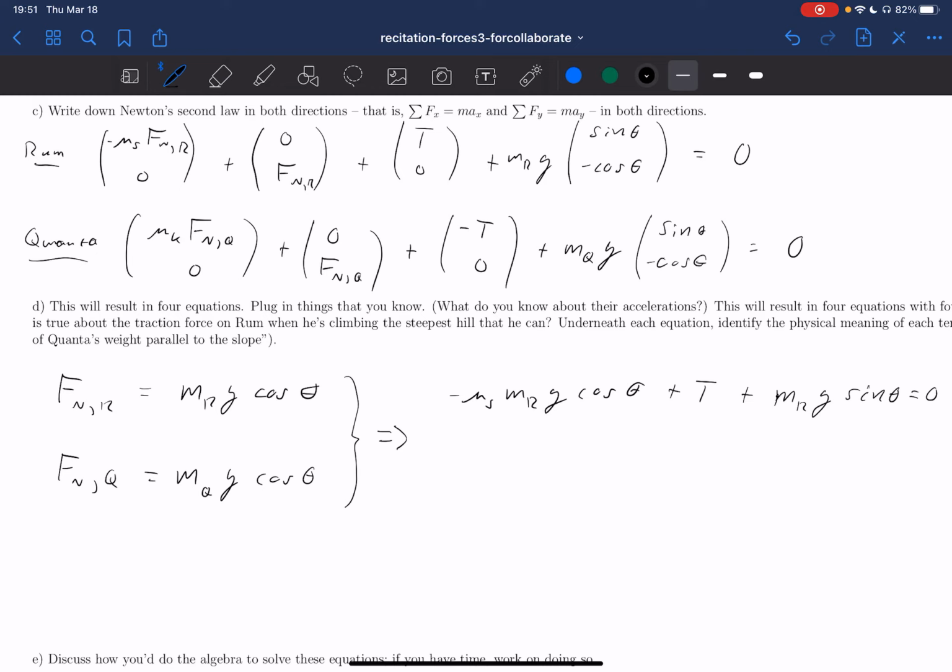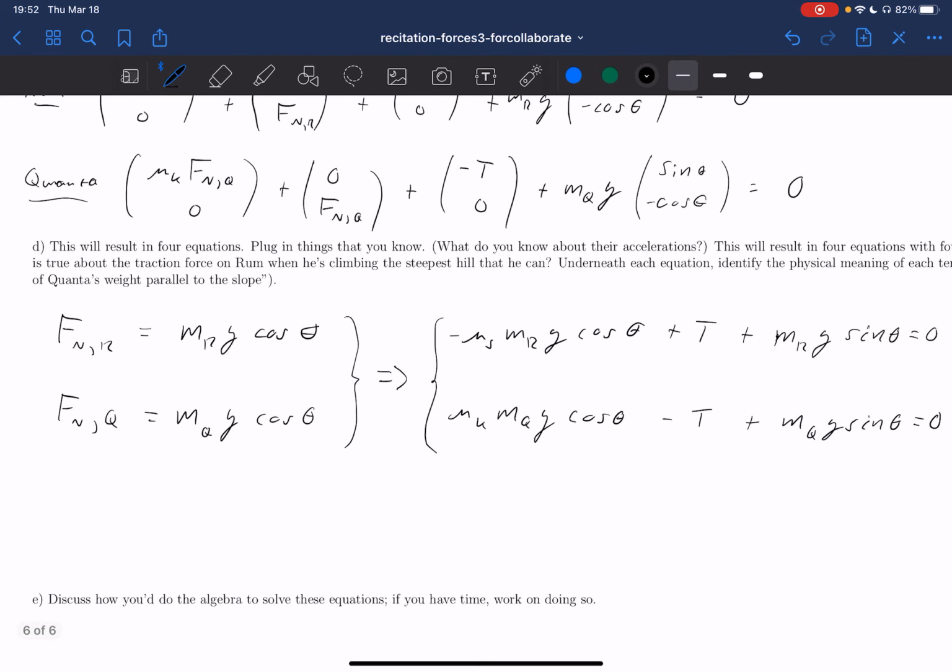And then we can plug into the bottom equation, and we'll write mu k. All right, solving for the bottom one, we found Fn_q is equal to m_q g cos theta, so that's good. Mu k m_q g cos theta minus tension plus m_q g sine theta is equal to 0 also.